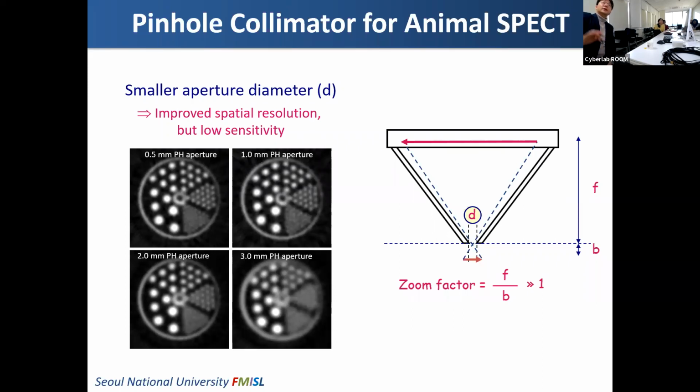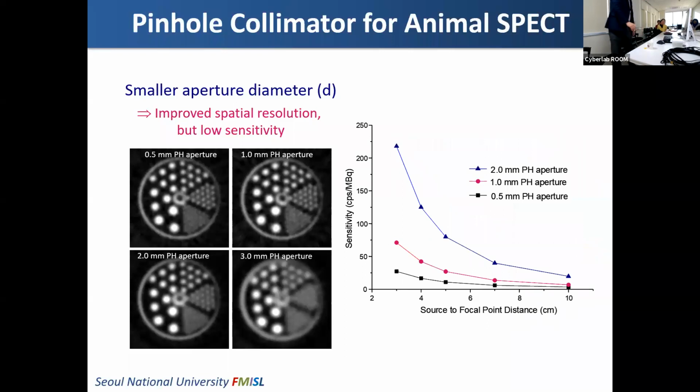And the spatial resolution depends on the aperture size. I mean, with a smaller pinhole aperture, we can yield a better image in terms of spatial resolution. But if the aperture has too small a hole size, sensitivity will decrease. These are the sensitivity profiles according to the source to focal point distance of pinhole apertures with different hole sizes. So there is a trade-off between sensitivity and spatial resolution in pinhole systems.